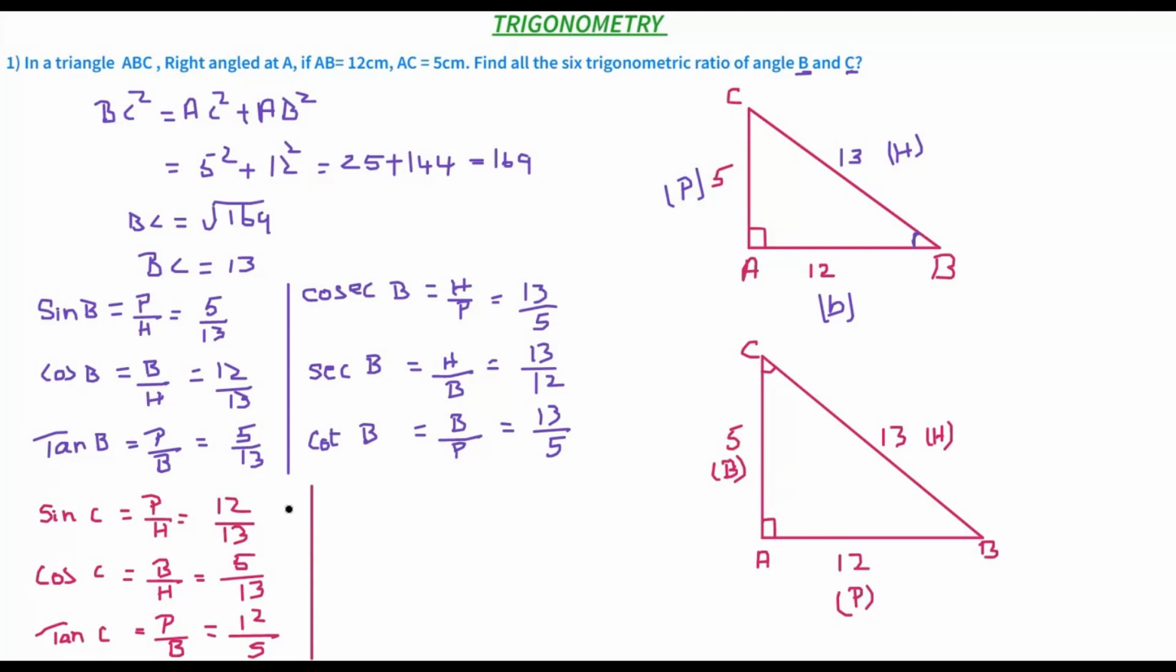Now the same thing we are going to find the converse of it. So what is the converse of sine? The opposite of sine is cosec or cosine. Whichever is easy for you, you can tell. So cosec C, we just have to reverse this. So it is hypotenuse by perpendicular. So hypotenuse by perpendicular, here we have 12 by 13. So here our answer will be 13 by 12.